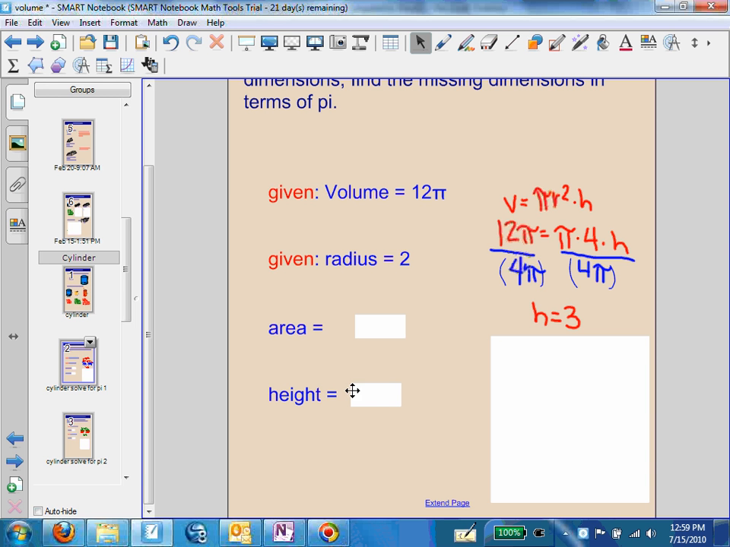So if the height equals 3, to find the area, we can actually see the area up here in terms of pi. Area is just pi r squared, so it's the radius squared times pi. So that's going to be 4 pi. You can see it here in your problem, or you can just say 2 squared times pi for area.